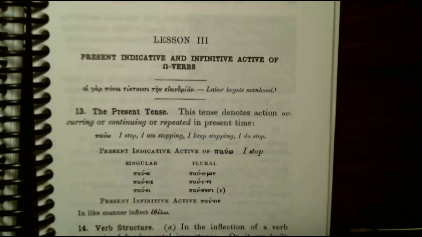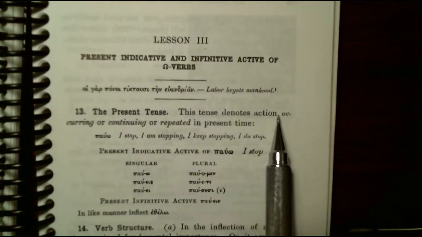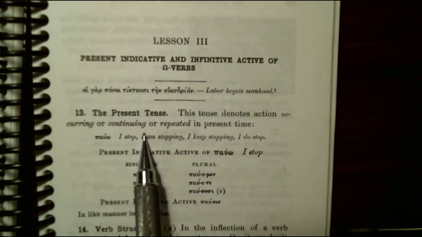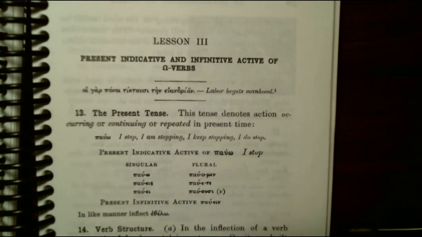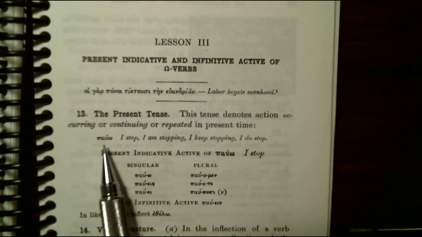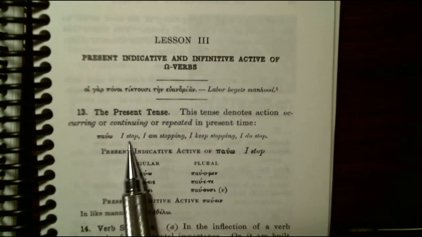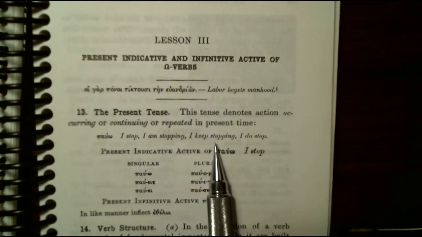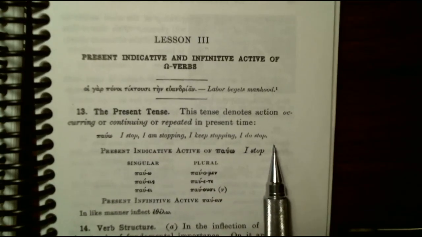All right, the present tense. So we're talking about verbs today. The present tense denotes action occurring or continuing or repeated in present time. The sample verb that they give us is pauo. In the first century, this word is probably pronounced pavo, but let's just stick with pauo so we're consistent. It means I stop, I am stopping, I keep stopping, I do stop.